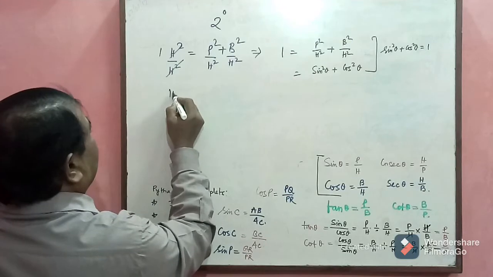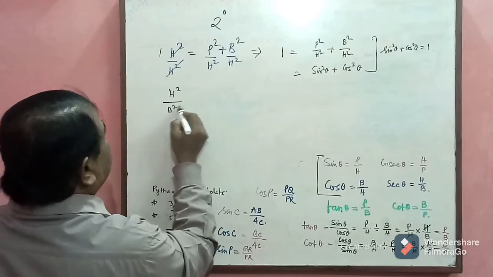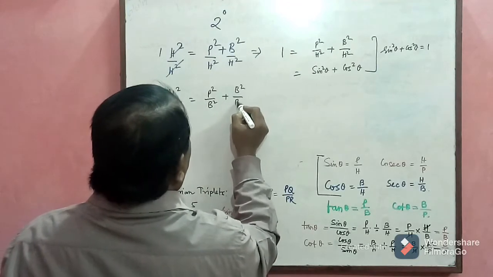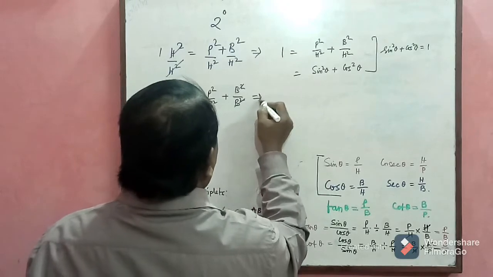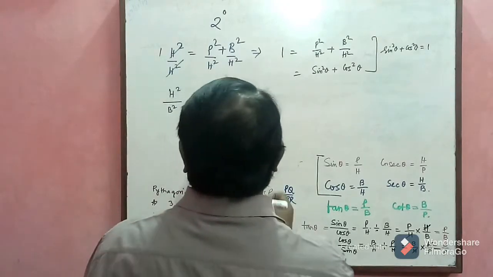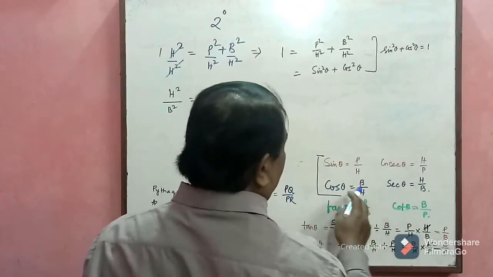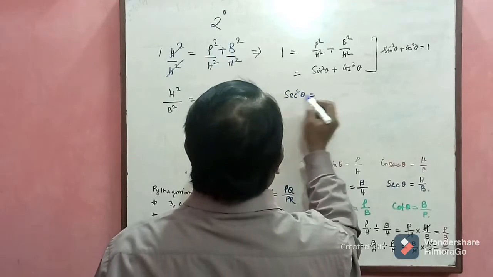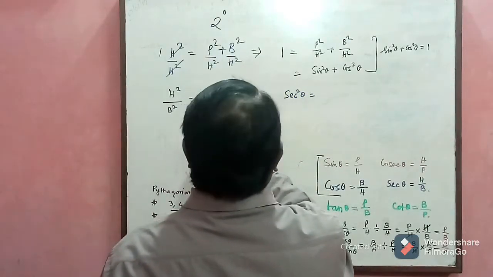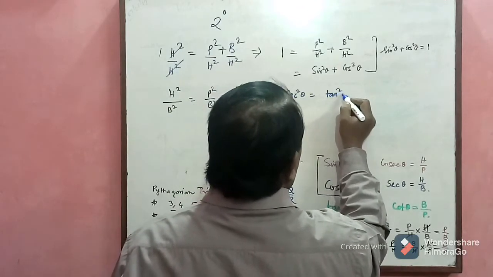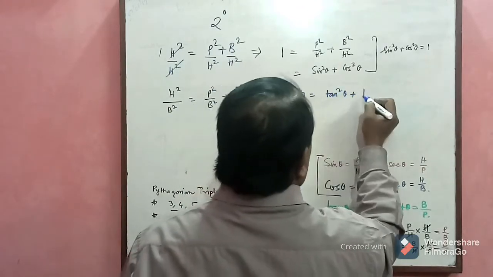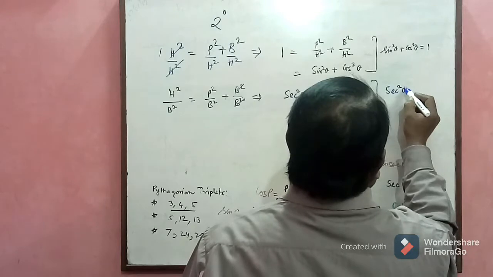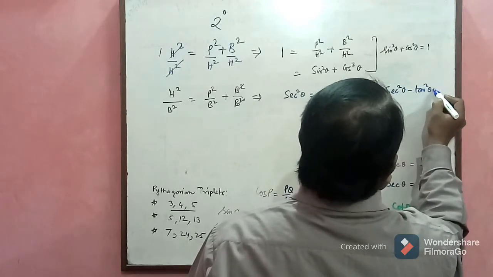Now if I divide by b square, this will be h upon b. H upon b is your sec theta, so this is your sec square theta. P upon b is tan square theta, plus this is 1. Here we have sec square theta minus tan square theta is equal to 1.